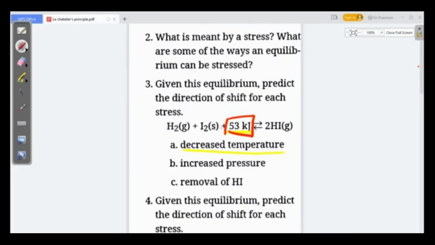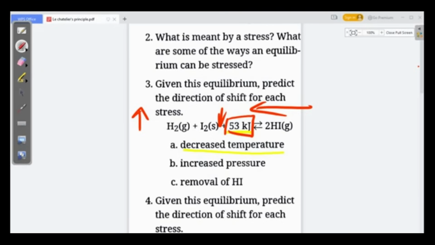So if we reduce it, the reaction is going to act in a way that we increase the energy. So the only way that we can increase it is by going back, the backward reaction, because in the backward reaction it is going to act as though it's an exothermic reaction, so energy is going to be produced.